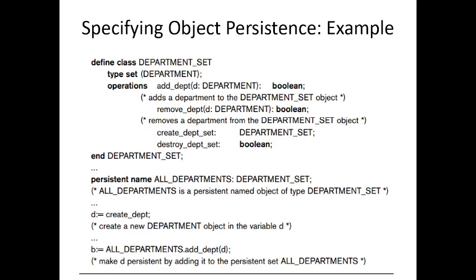Let's see an example for specifying this object persistence. Here we have defined a class department set whose objects are of type department. So we can create an object of type department set and give it a persistent name, all departments. And any department object that is added to the set of all departments by using the add department operation.